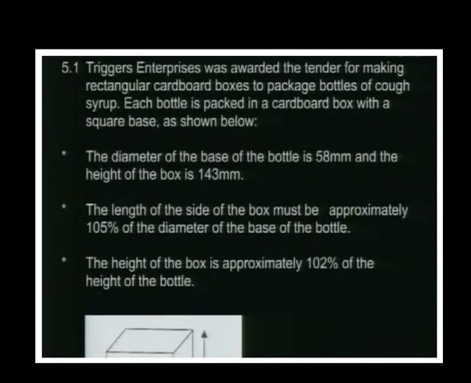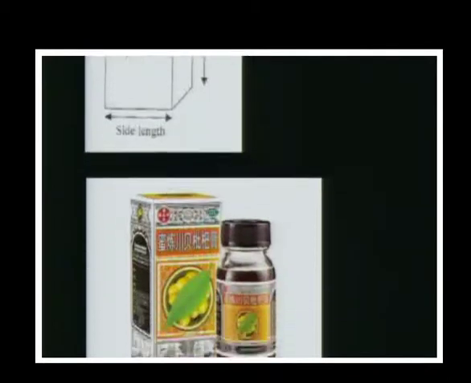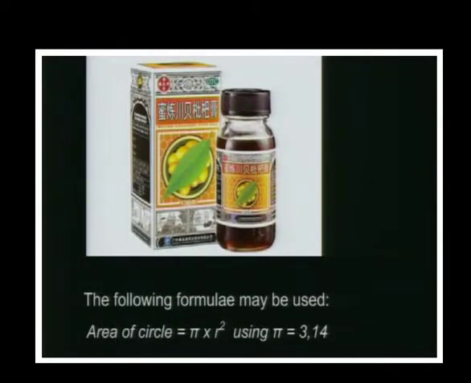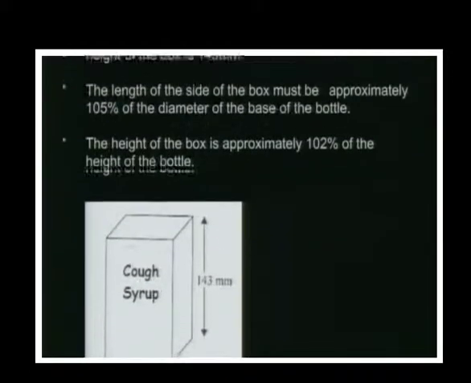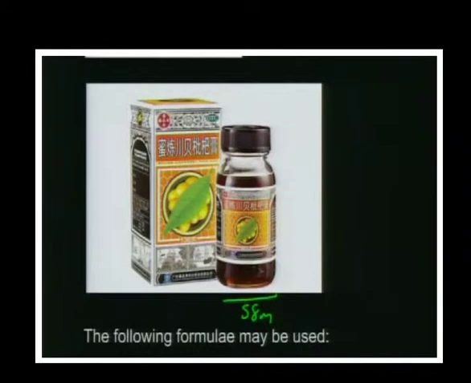The diameter of the base of the bottle is 58 millimeters, and the height of the box is 143 millimeters. Can I draw this on here? So we're going to say my bottle has a diameter of 58 millimeters. So over here, I have 58 millimeters. The next bit of information given is that the height of the box is 143 millimeters. So my height of the box is 143.